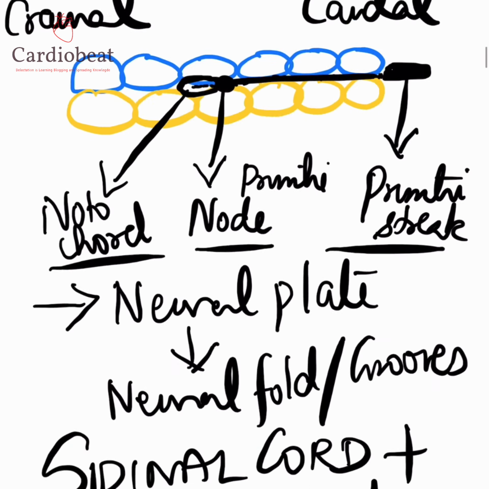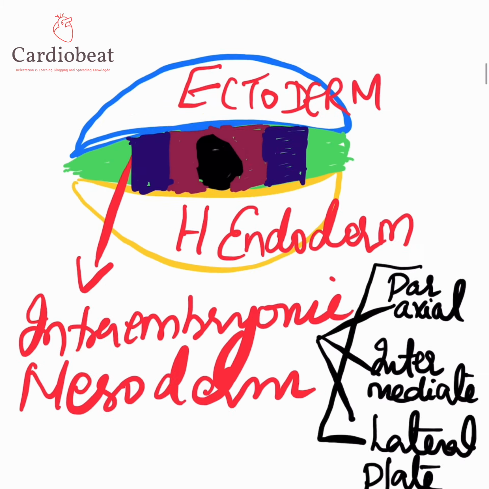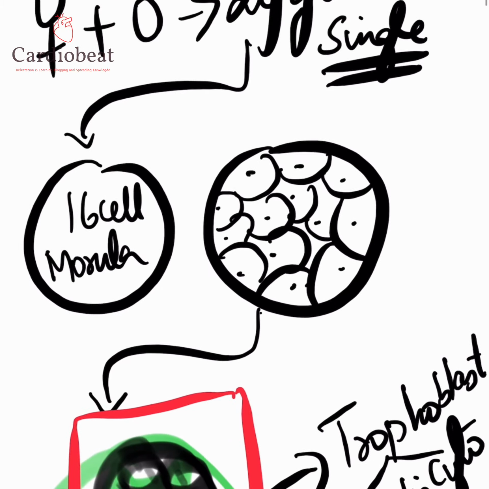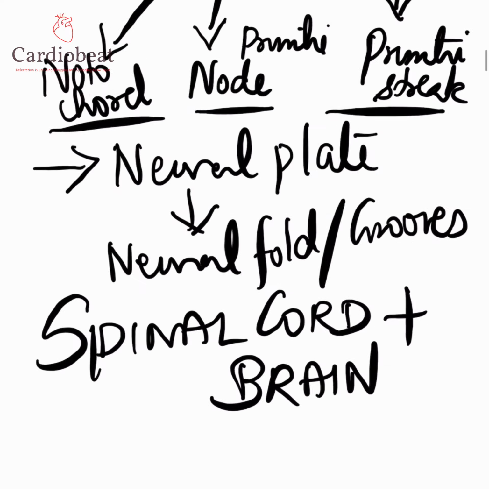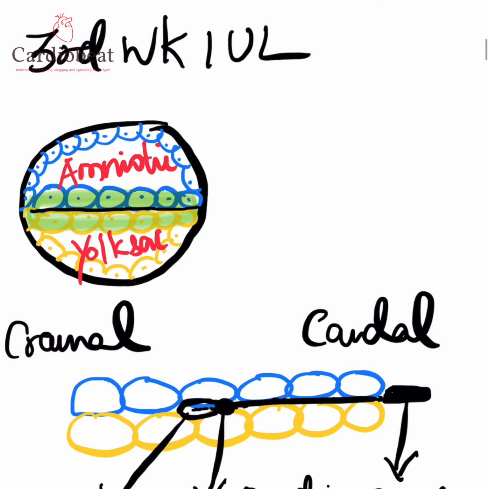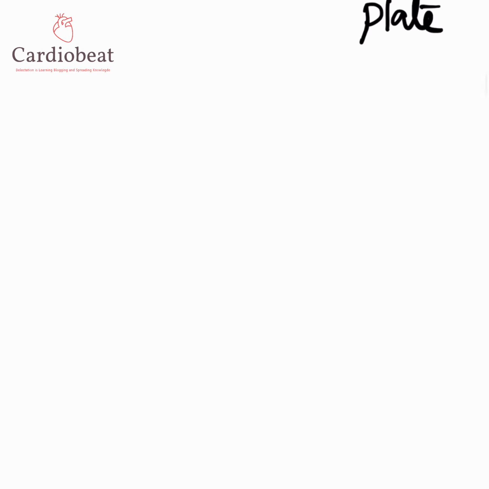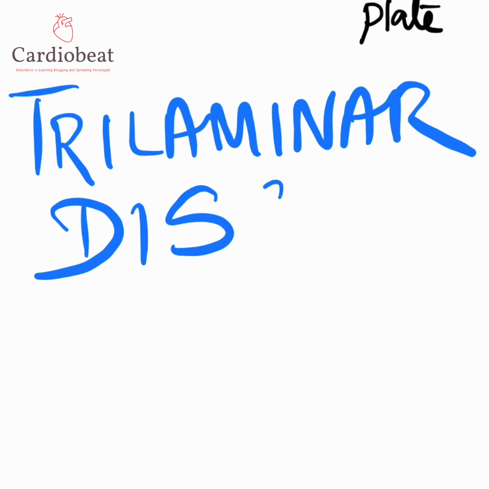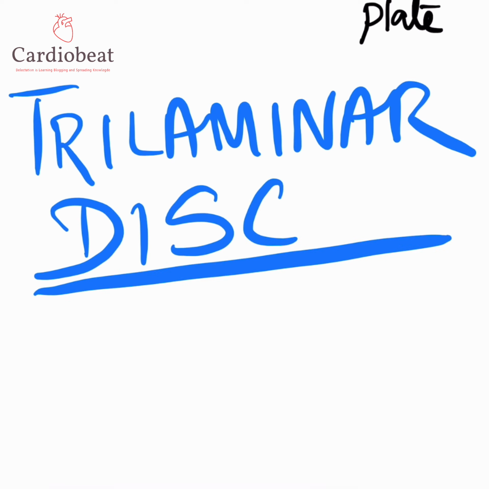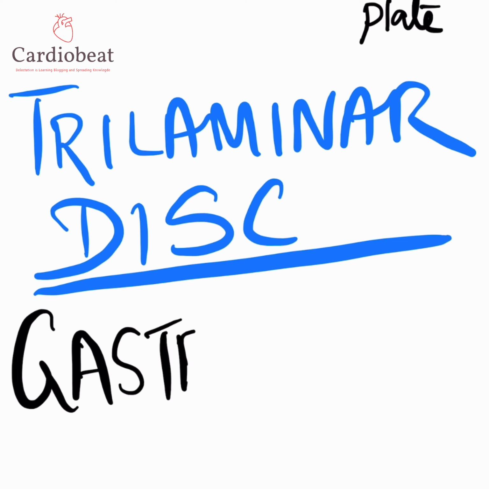So with this, we have just completed the introduction part. Sorry, I forgot to tell you about one thing. This division of cells into ectoderm, mesoderm, and endoderm, which is happening during the third week of intrauterine life, is called the formation of the trilaminar embryonic disc, otherwise a process named gastrulation.